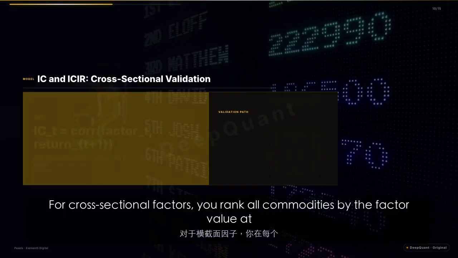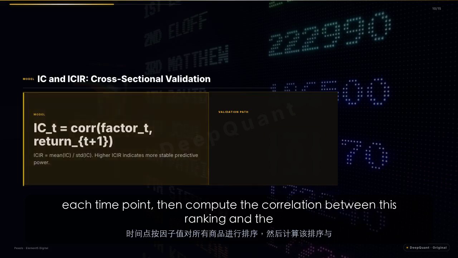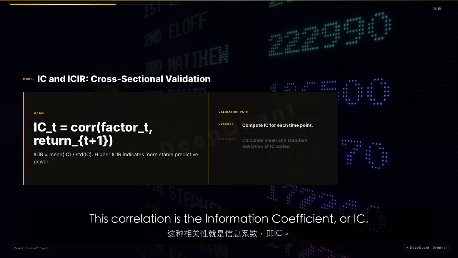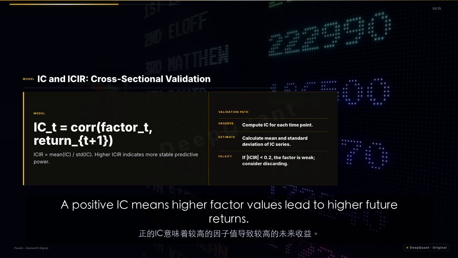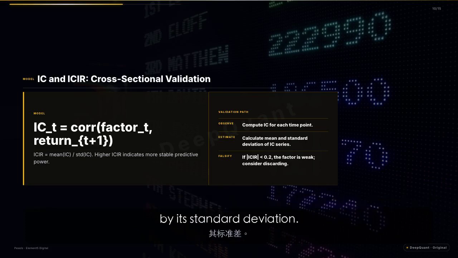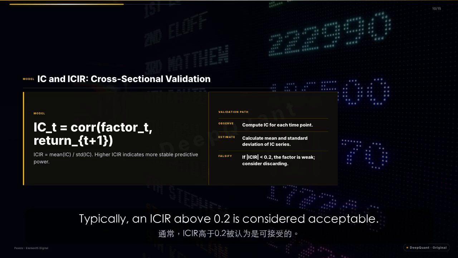For cross-sectional factors, you rank all commodities by the factor value at each time point, then compute the correlation between this ranking and the ranking of future returns. This correlation is the information coefficient, or IC. The absolute value of IC indicates predictive power. A positive IC means higher factor values lead to higher future returns. But IC is volatile, so you also compute ICR, which is the mean of IC divided by its standard deviation. A higher ICR means more stable predictive ability. Typically, an ICR above 0.2 is considered acceptable.